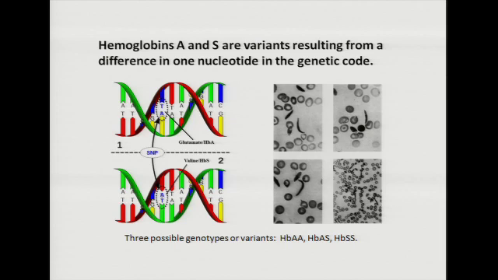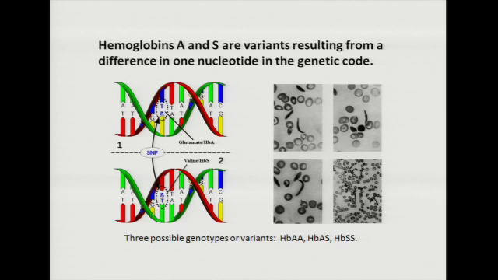If the T and the A by mutation flip, as they have down here, so now we have A on this strand instead of T on this strand, that codes for a different amino acid. That one amino acid change out of the 3 billion causes people, if they inherit 2 copies of this, to have sickle cell anemia. So there are 3 possible genotypes or variants at this locus with these 2 alleles.